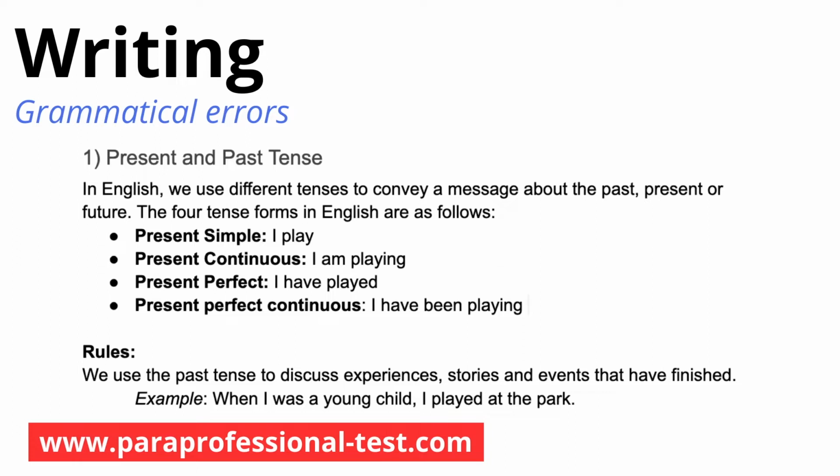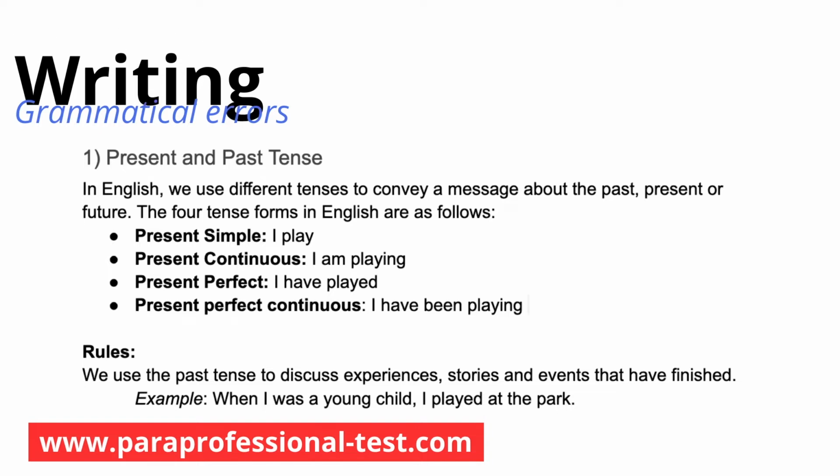In English, we use different tenses to convey a message about the past, present, or future. These four different tense forms are present simple, such as I play, present continuous, I am playing, present perfect, I have played, and present perfect continuous, I have been playing. Now, the rule is that we use the past tense to discuss experiences, stories, and events that have finished. For example, when I was a child, I played at the park.